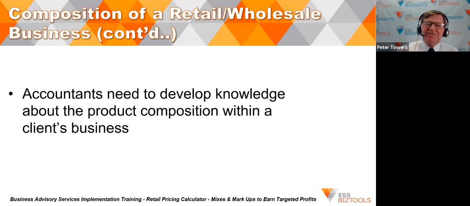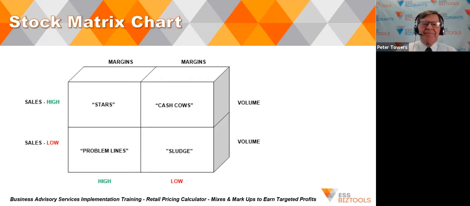So accountants need to develop a knowledge about the product composition that your clients have. What are the star categories in their store? What are the cash cows? What are the problem lines? And what are the sludge items? And hopefully you don't have to know too much about sludge because your clients might not have them. That's wonderful. But let's look at what they are.